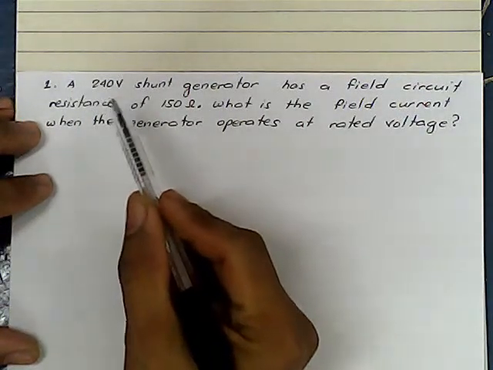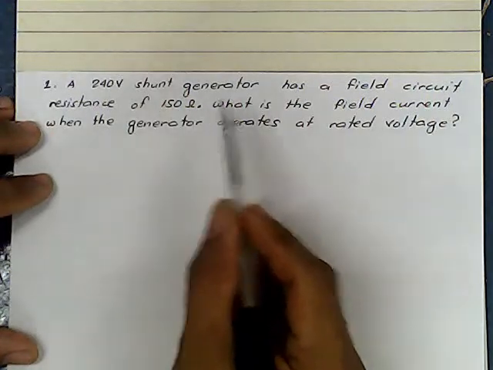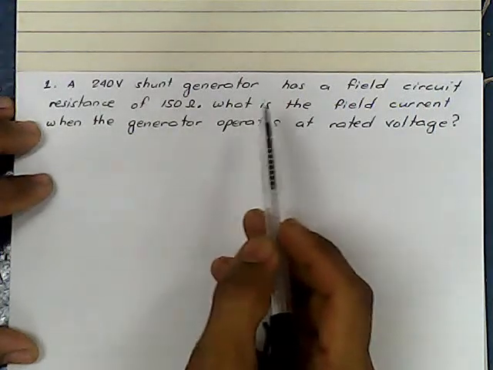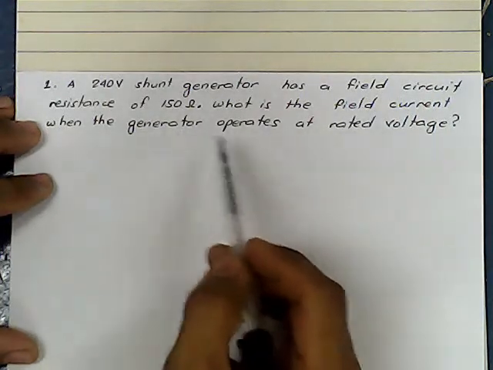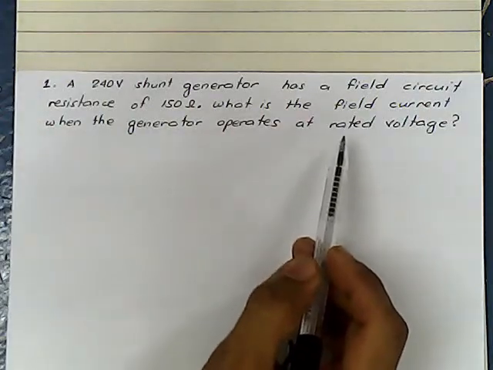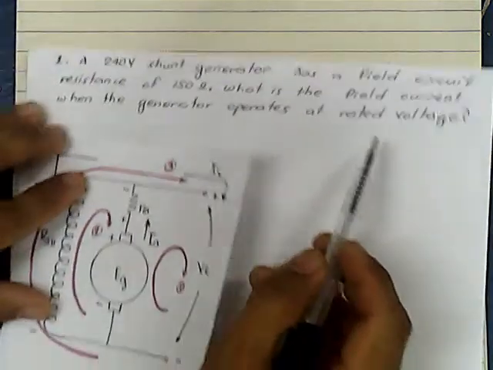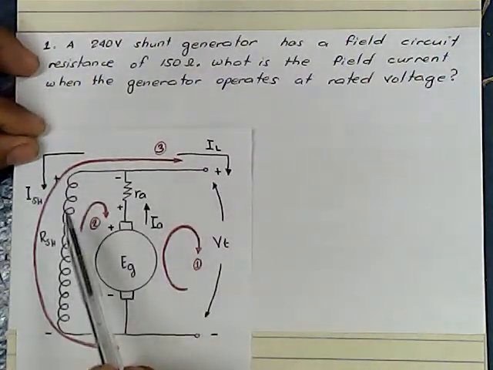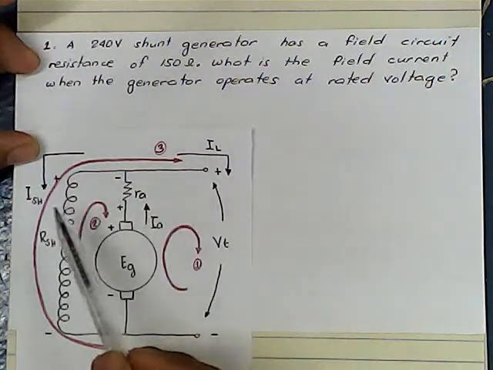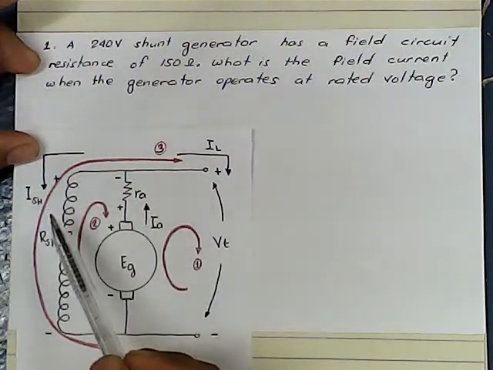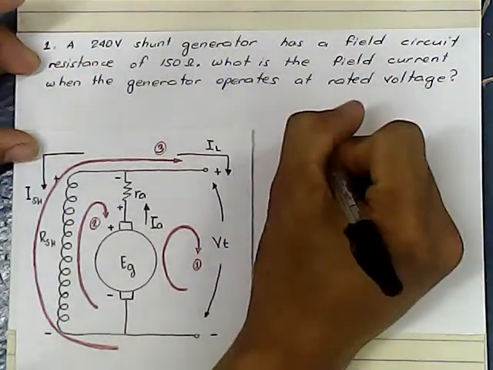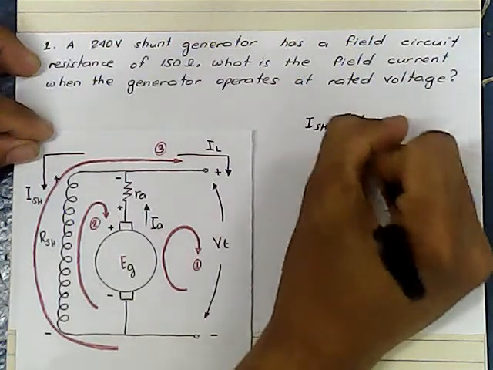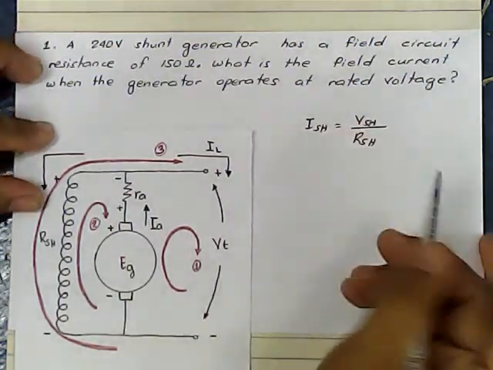Okay, 240 volt shunt generator has a field circuit resistance of 150 ohms. What is the field current when the generator operates at rated voltage? Yan. So, lagyan lang natin dito. Ang tinutukoy niya, it is the voltage, or sorry, the field current, ISH ang hinahanap natin. Katulad ng formula natin kanina, we have ISH is equal to VSH all over RSH.